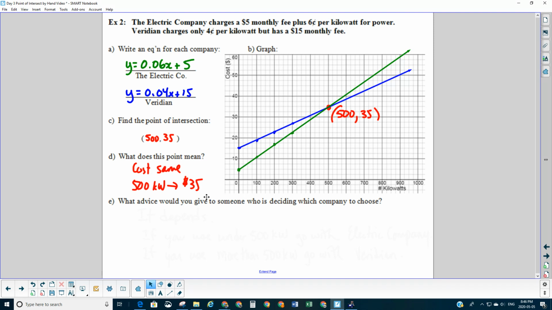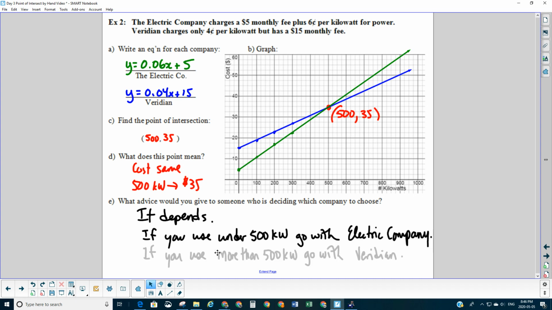So again, if we're going to make a recommendation, what advice would you say? You start off with, it depends. And if you're going to use under 500 kilowatts, you're going to choose the green one, which is electric company. And if you're going to use more than 500 kilowatts, you'll choose the blue one, which is Viridian.